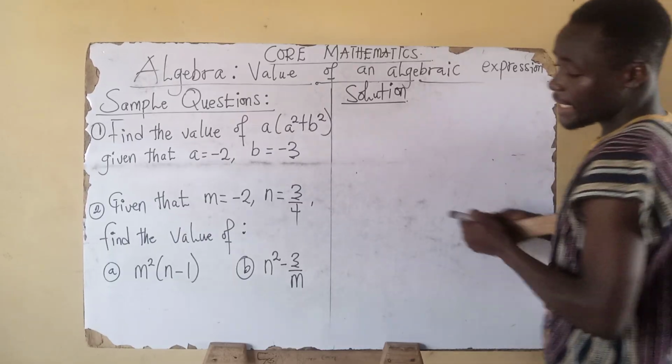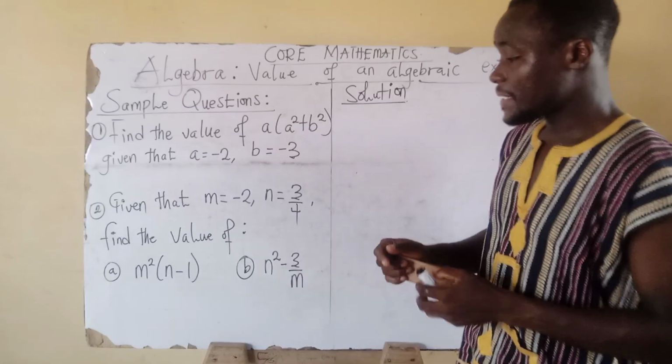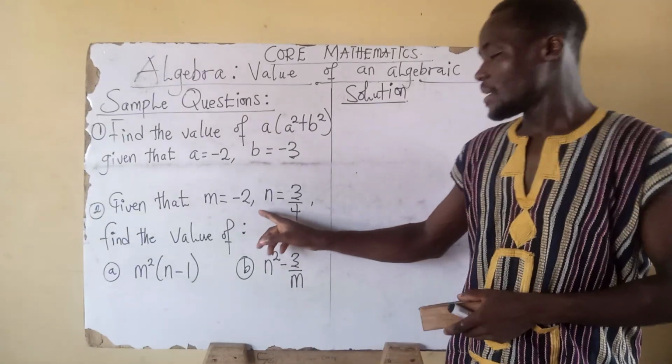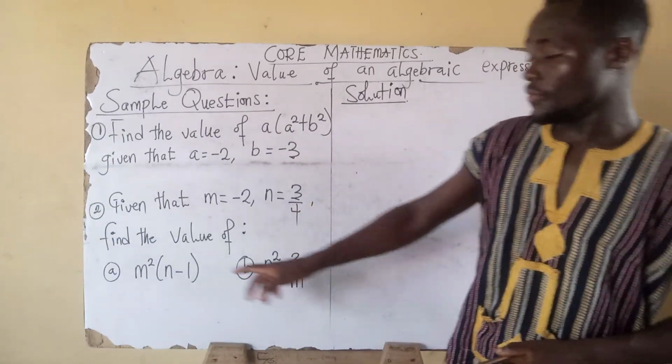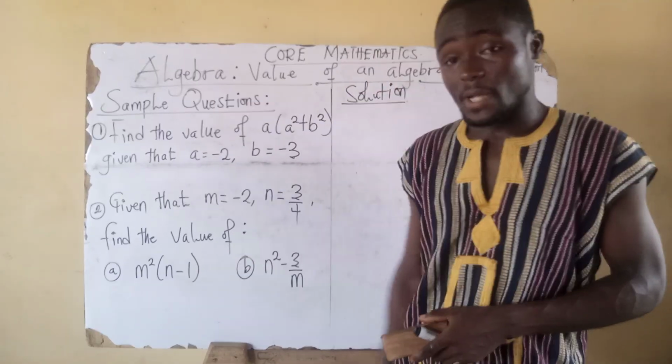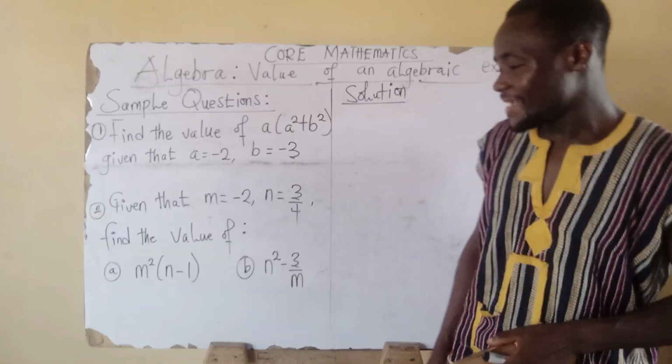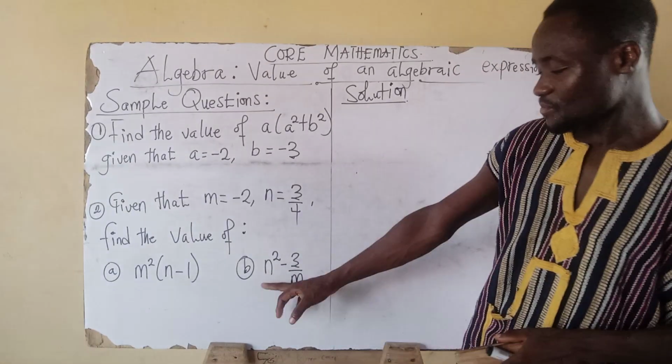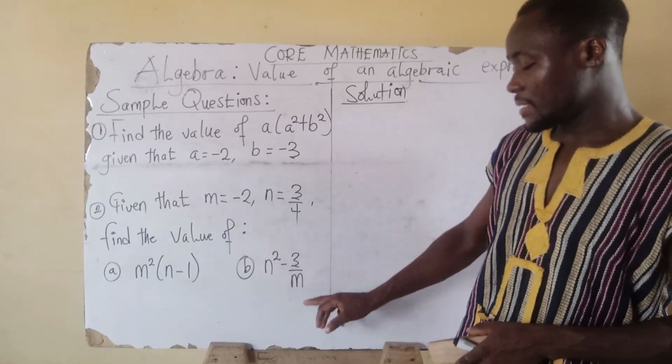Question number 2 says that given that m is negative 2, n is 3 out of 4, we should find the value of a, which is m squared bracket open n minus 1. Then b, n squared minus 3 over m.